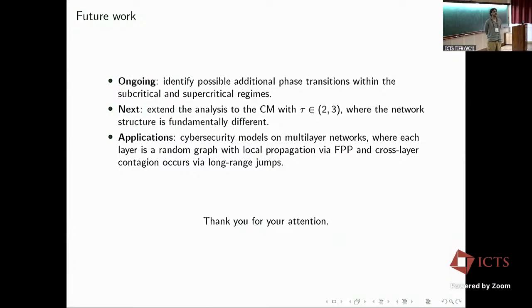So what you call jumps is the spreading on the complete graph, right? At a rate gamma n. I'm infected and I jump uniformly at random and infect something uniformly at random. It's not the nearest neighbor.